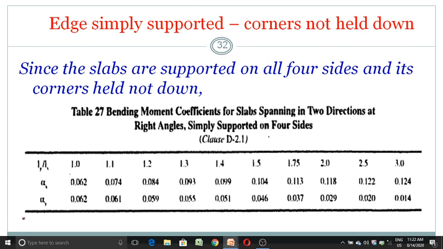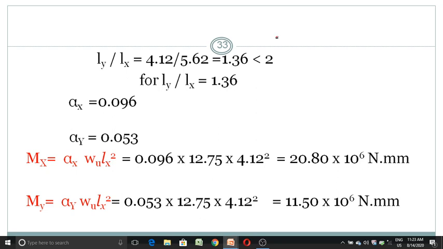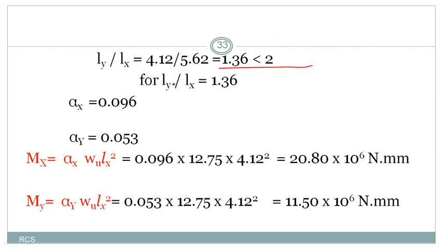After knowing the factored load, we have to choose what condition of slab it is. The slab is resting over 4 simply supported edges and all are discontinuous edges. So based on that we have to calculate our bending moment coefficients. As we are designing our slab with corners not held down, the bending moment coefficients are taken from Table 27 as per IS 456 2000, when 4 sides are simply supported, which is our problem. So alpha x and alpha y values depend upon our Ly by Lx ratio, and in this problem we are getting Ly by Lx ratio as 1.36, which is less than 2, so we have to design it as a two-way slab.